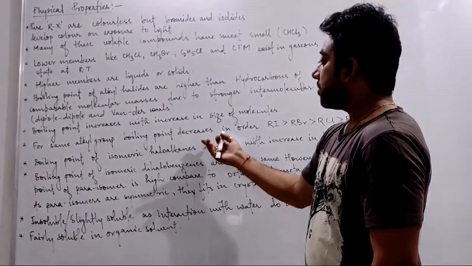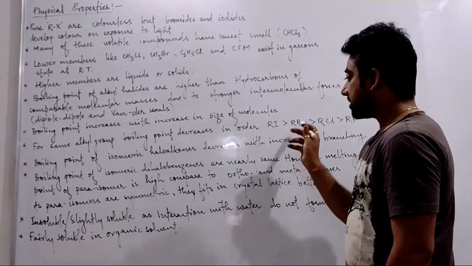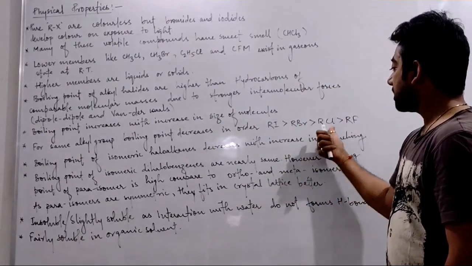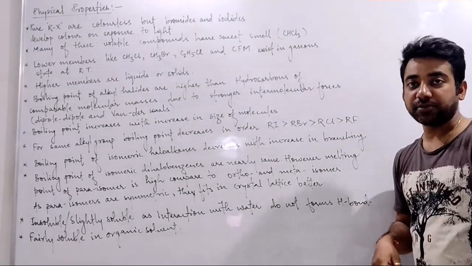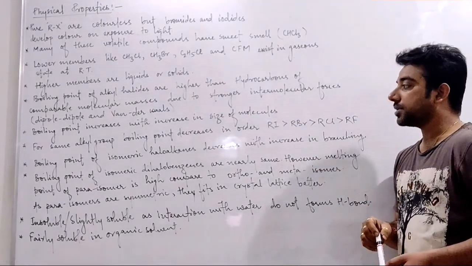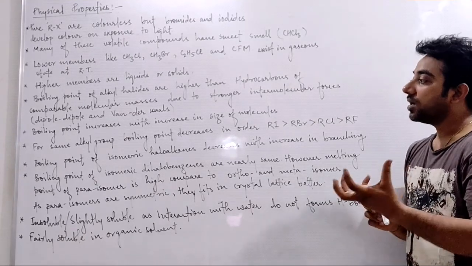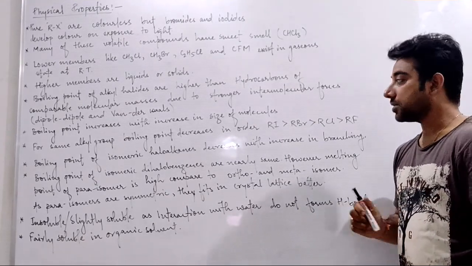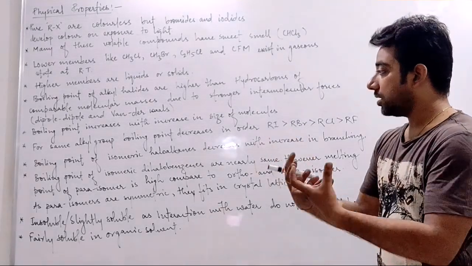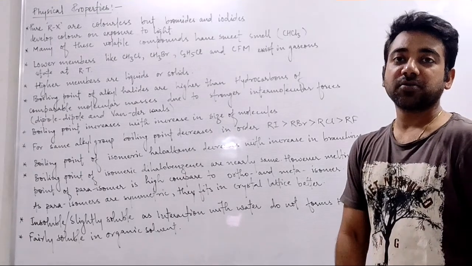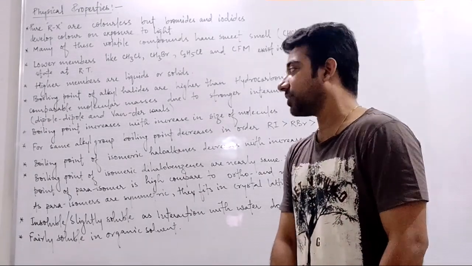For same alkyl group, boiling point decreases in this order. सबसे ज़्यादा alkyl iodide का होगा boiling point, उससे कम alkyl bromide का, उससे कम alkyl chloride का और सबसे कम alkyl fluoride का. That is actually dependent upon the size of iodine. Size of halogen और उसका mass जितना ज़्यादा होगा, boiling point भी उतना ज़्यादा होगा. Because that will cause a stronger van der Waals force.